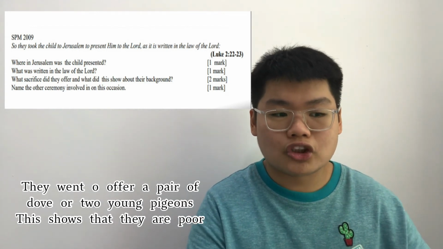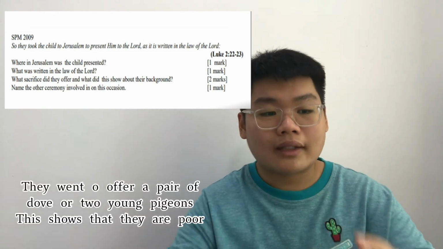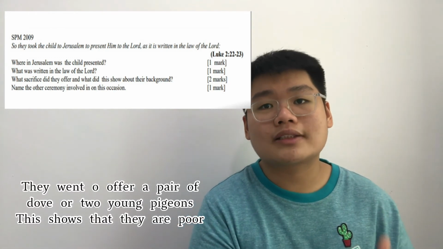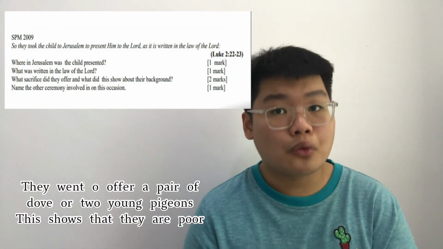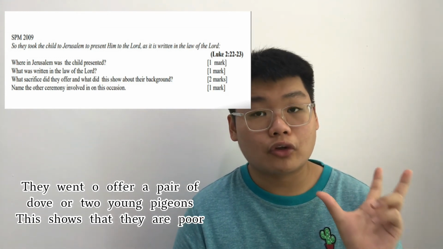So look carefully at the questions. There are two questions over here. What did they offer, and what does this show about their background? They offered a pair of doves or two young pigeons. This shows that they are poor. So your complete answer should be that they offered a pair of doves or two young pigeons.